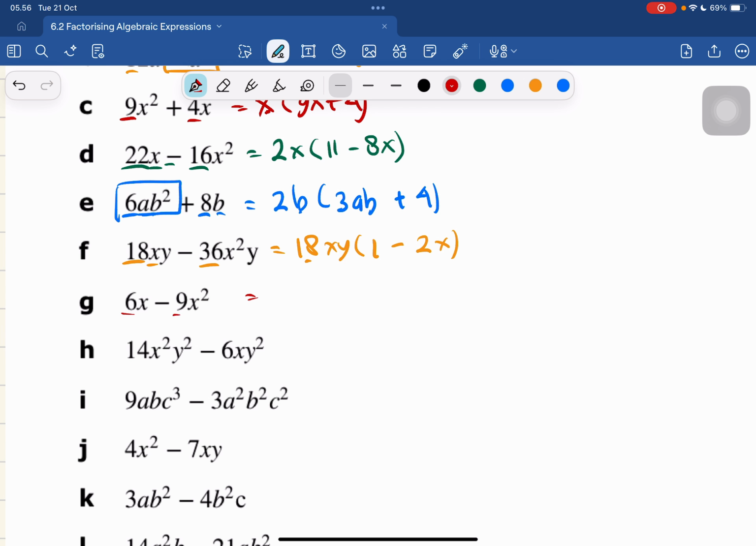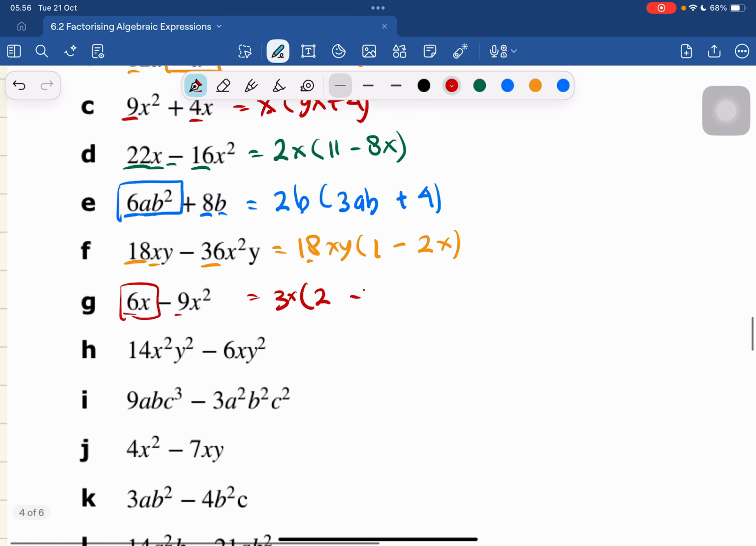Okay, 6 and 9, the highest common factor is 3, and then the letter is x. So 3x times what number to make it 6x, so this is 2, minus 3 to make it 9 is 3, and then x to make it x squared, we just multiply it by x.